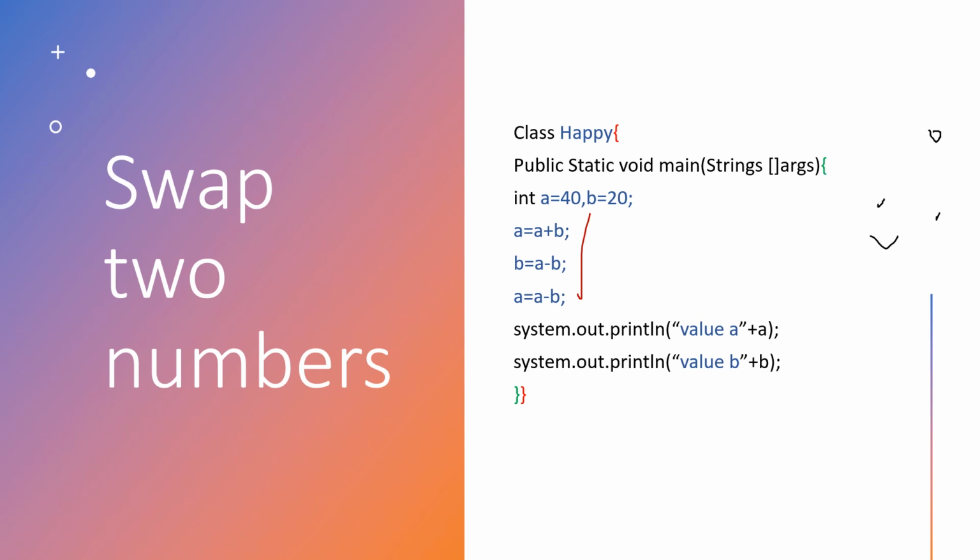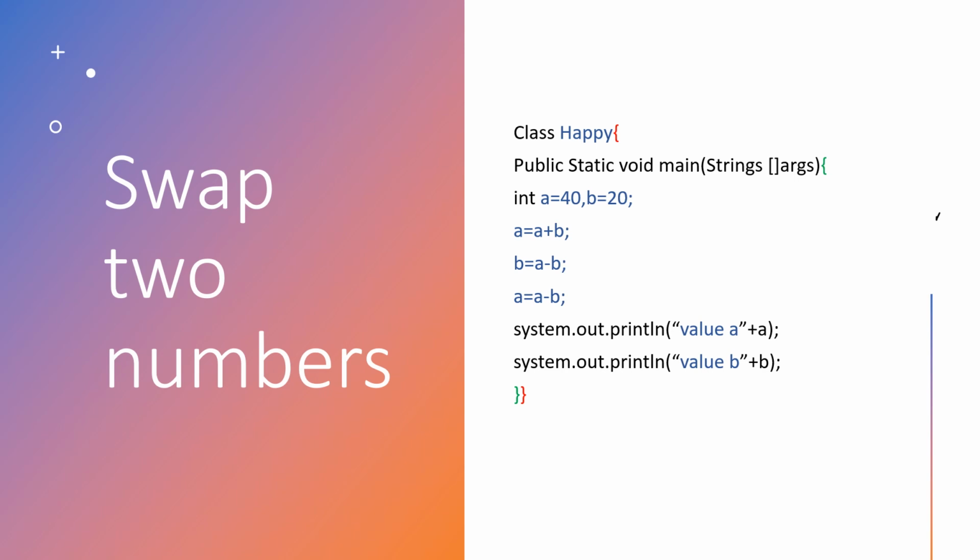I will show you one more thing in this logic. Normally this is A and this is B value. Initially we had given 40. After we execute A plus B, A value has been changed to 60. After executing this line, B value also changed to 40. After executing this line, again A value has changed to 20. Like this, A and B values have been swapped.